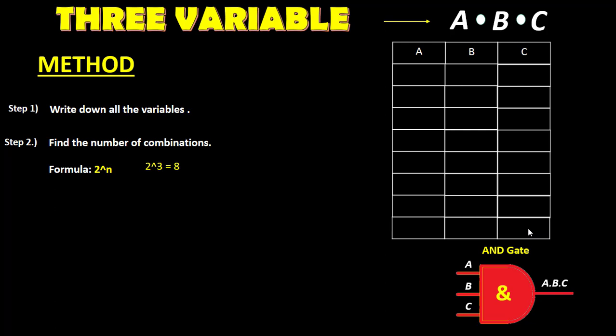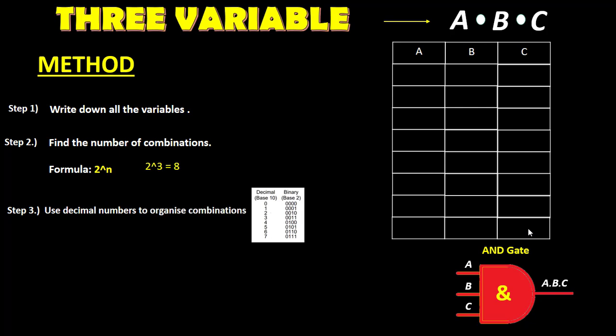Then we move on to step 3. Now you will start to see why step 3 is becoming more important. When the number of combinations increases, it prevents duplicating or missing a combination out altogether. So we use decimal numbers to organize the combinations, numbering them from 0 in ascending order. So there we go. Now to convert the decimal to binary, decimal 0 is binary 0, 0, 0. And decimal 1 is 0, 0, 1. And so on. It's 0, 1, 0.